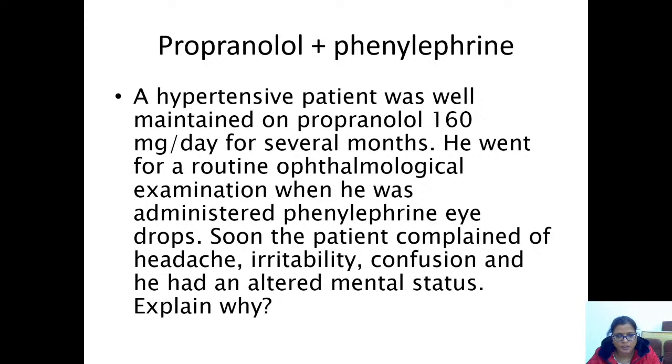Explain why. So this patient is already hypertensive and taking propranolol say for several months, let's assume 6, 7, 10 months, whatever. Now he had to do an ophthalmological examination. Now there he was given phenylephrine. You already know that this drug is required for ophthalmological examinations when you don't want to have cycloplegia. Now when this was given, the patient complains of headache, irritability, confusion.